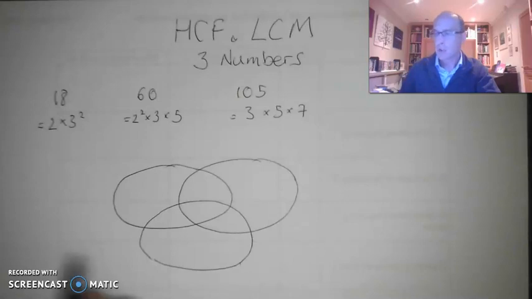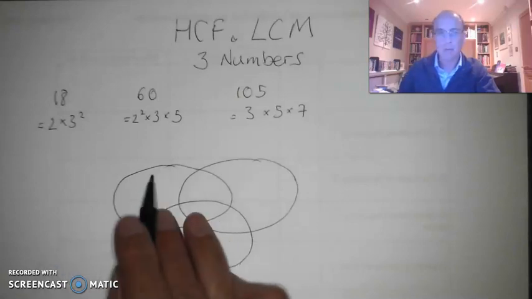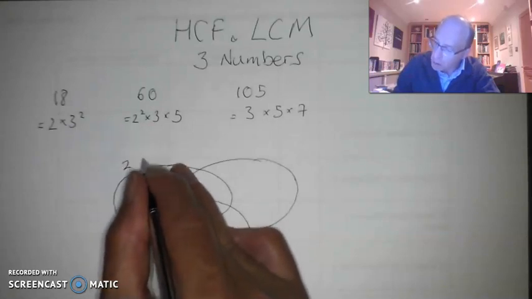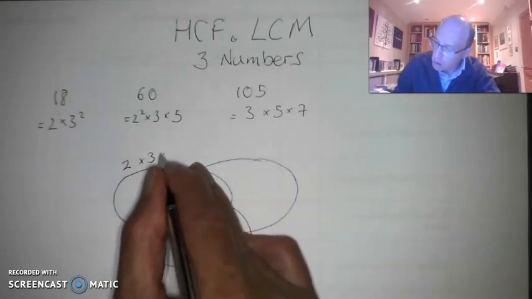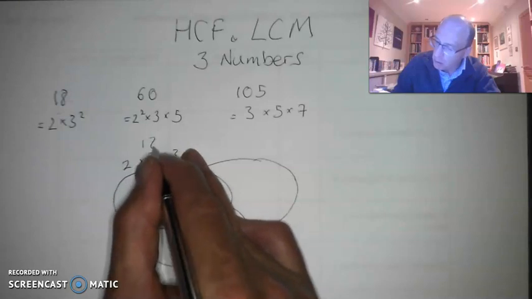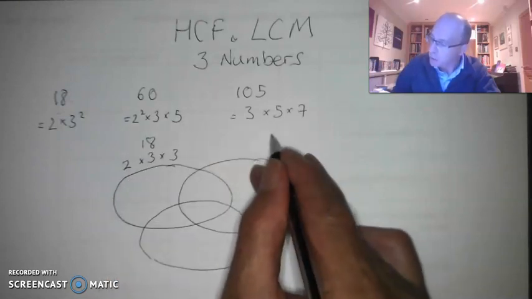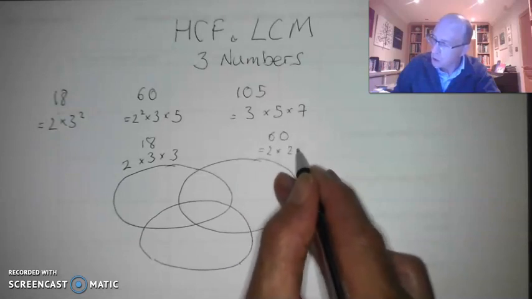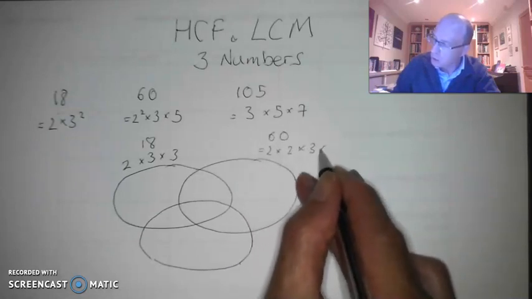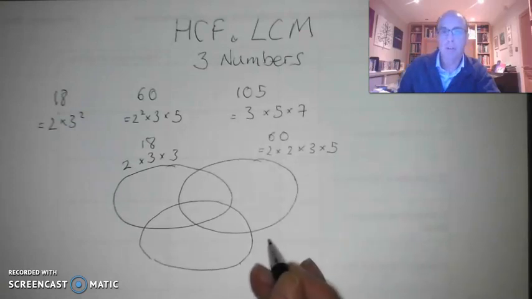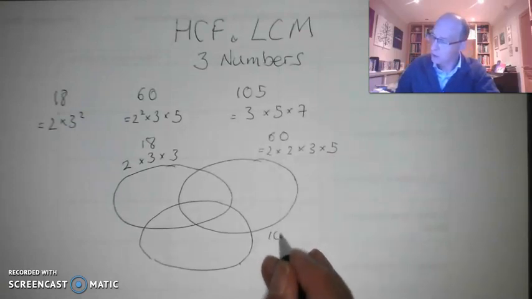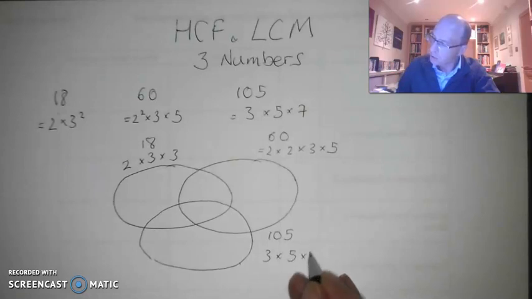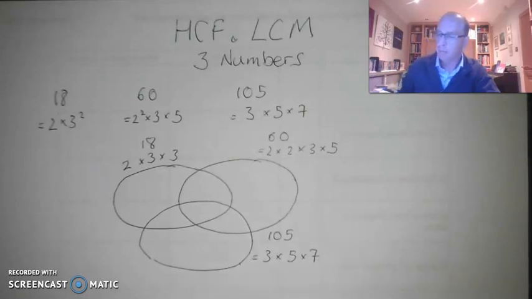So just like when I had two numbers, I'm going to write down my product of prime factors, and I'm going to write them fully. So I'm going to write 2 times 3 times 3 for my 18. For my 60, I'm going to write 2 times 2 times 3 times 5. And for 105, I'm going to write 3 times 5 times 7.